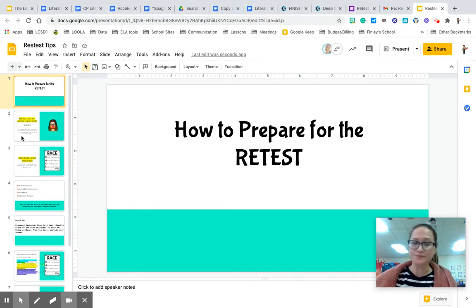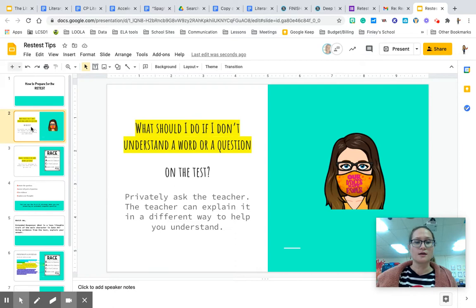Question number 1. What should I do if I don't understand a word or a question on the test? Well, privately ask the teacher. The teacher can explain it in a different way. This happens, guys, even to the best of test takers. You'll see a question that just doesn't seem to make sense. Read it, reread it, and then ask the teacher if you still don't understand, and perhaps she can explain it in a different way that helps you better understand.